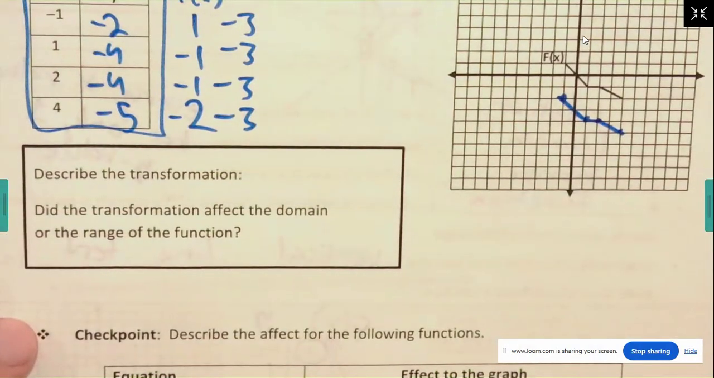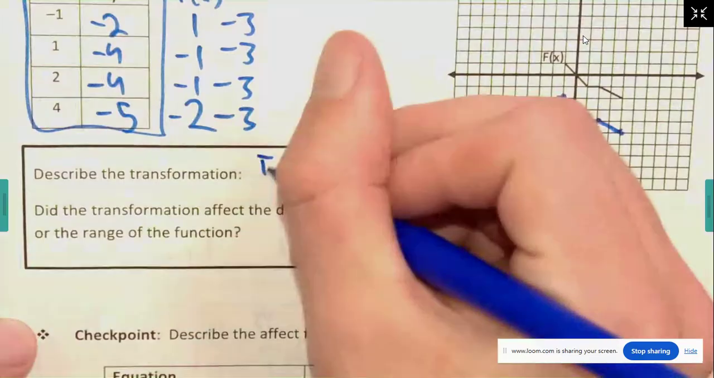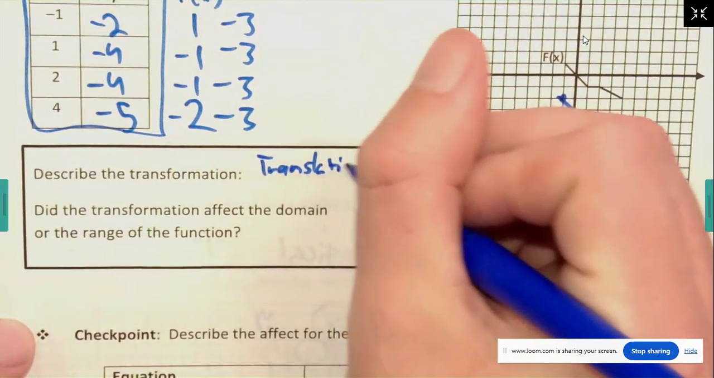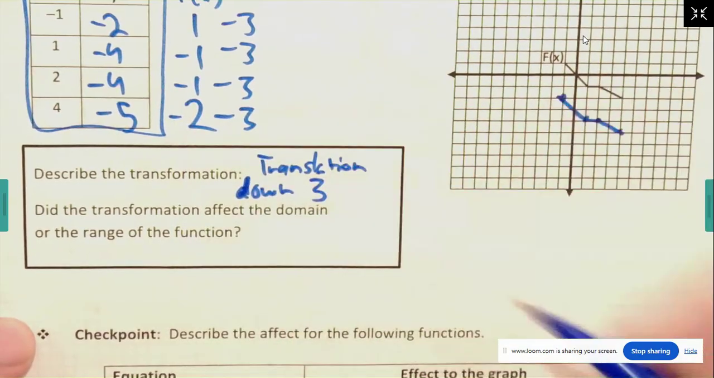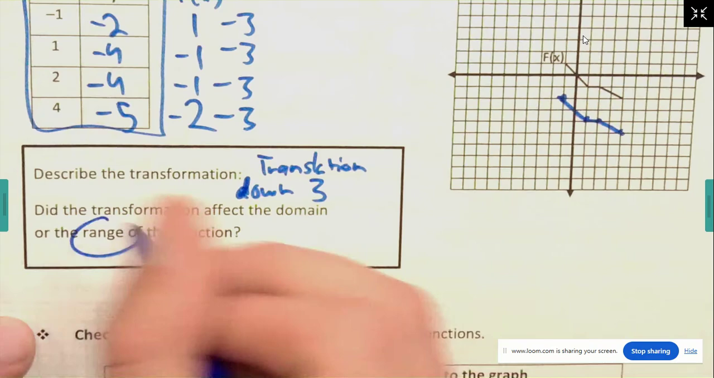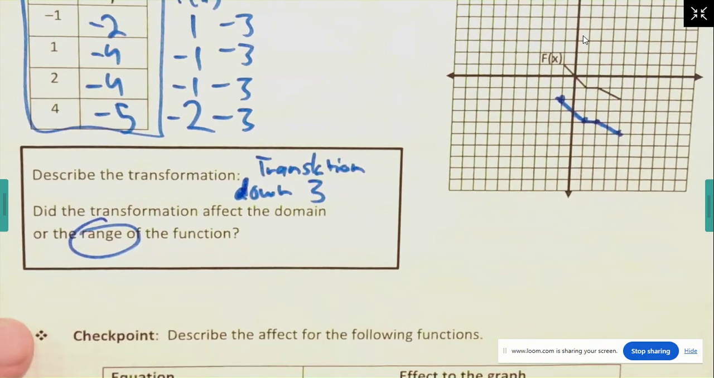All right, what's the transformation? We got a translation down 3. Did the transformation affect the domain or the range? Well, we moved it down, and we said up-down movements affect our range. Okay? So let's go to the checkpoint.